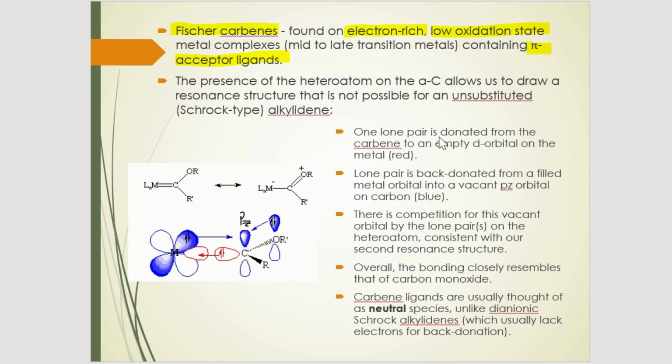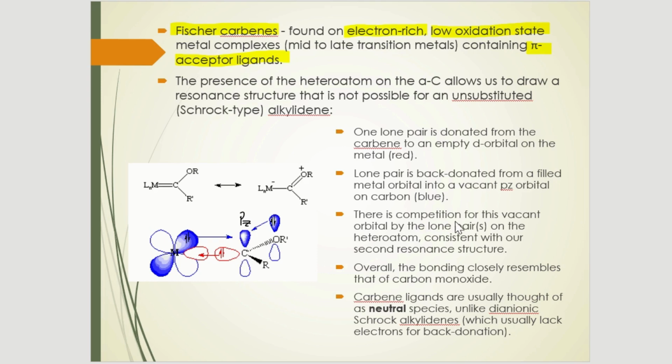Okay, so one lone pair is donated from the carbene to the empty d orbital on the metal. Then a lone pair is back donated from a filled metal orbital into a vacant pz orbital on the carbon. So that is metal back donation to the carbon, into the pz orbital on the carbon.